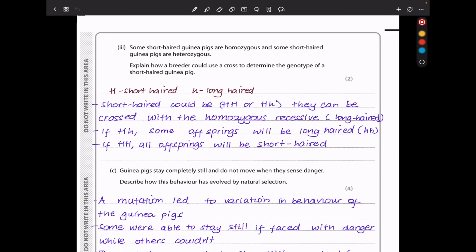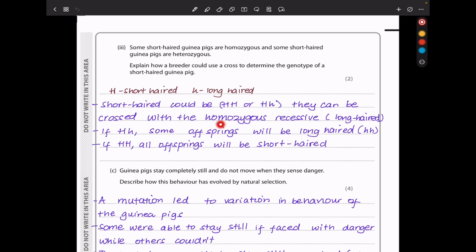Next they say, some short-haired guinea pigs are homozygous and some short-haired guinea pigs are heterozygous. Explain how a breeder could use a cross to determine the genotype of a short-haired guinea pig. Since being short-haired is dominant, we would cross a short-haired guinea pig with a homozygous recessive guinea pig, which is going to be long-haired. So I said short-haired could be capital H capital H, or capital H small h.